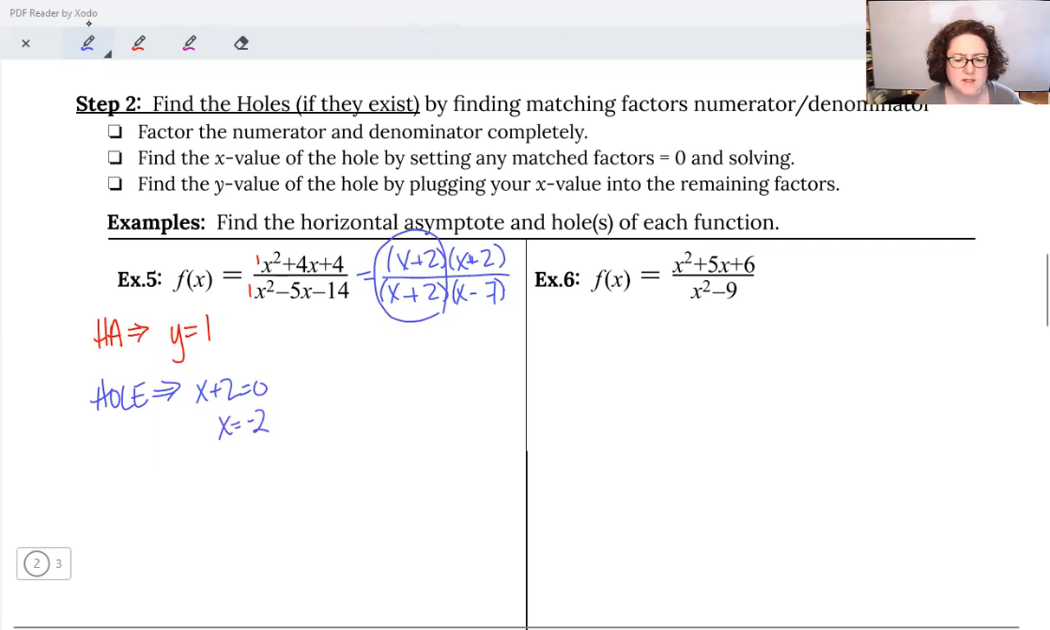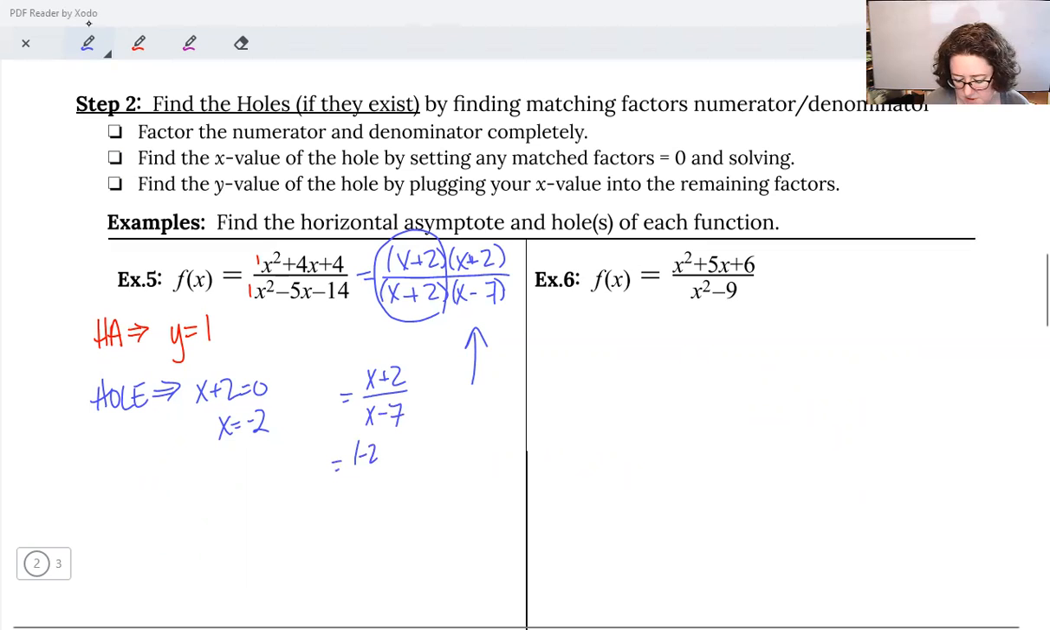So we have a hole at x equals -2, but we need to know what the y coordinate is so we could actually find this on a graph. So we're going to take our remaining expression and plug in that x value that we know doesn't exist for the rest of that function.